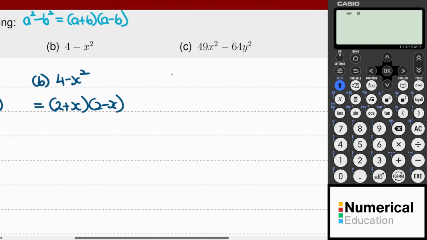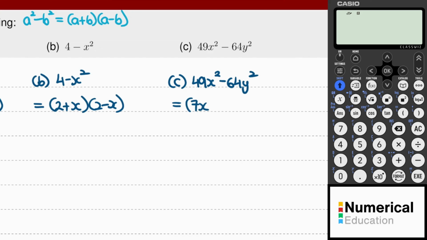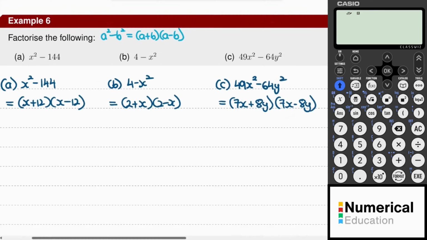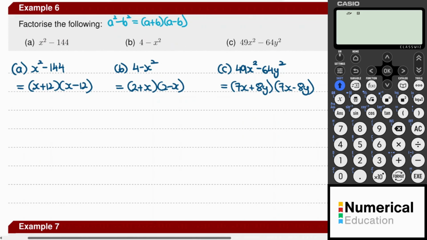Part C, we've got another one over here. We've got 49x squared minus 64y squared. So yeah, we've got a difference of two squares because 49x squared is a squared number. Like that's a 7 and an x. The 64y squared is just going to be an 8y. And then you do the same thing, but with the minus for the second bracket. And that's basically how you factorize using the difference of two squares.